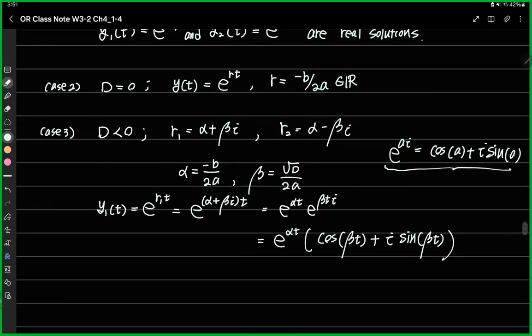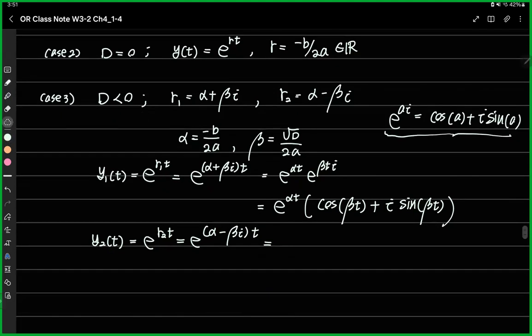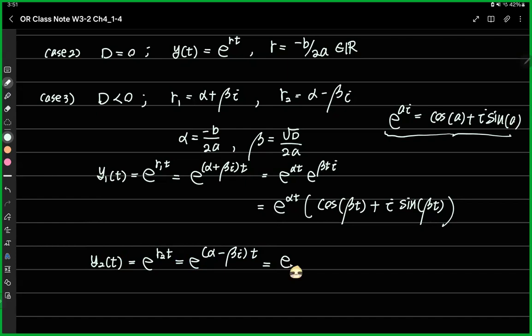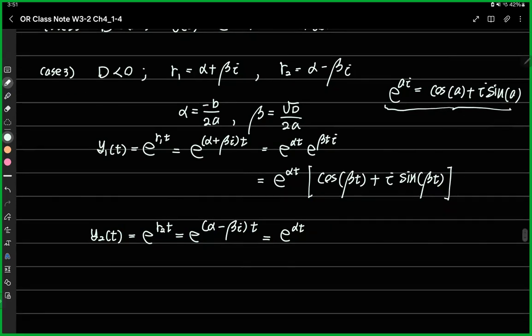And then y2 of t is equal to e to the R2 t, which is equal to e to the alpha minus beta i times t, right? So that is equal to e to the alpha t, and let me use brackets instead of parentheses because there are so many parentheses, e to the alpha t and then cosine beta t, right? And then what? This is plus or minus?